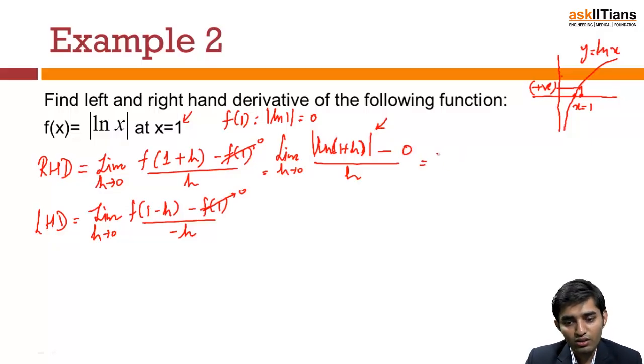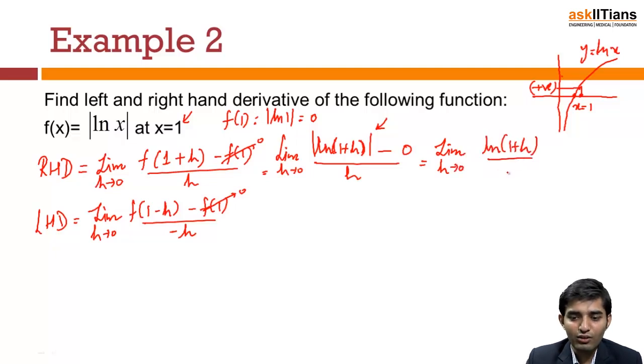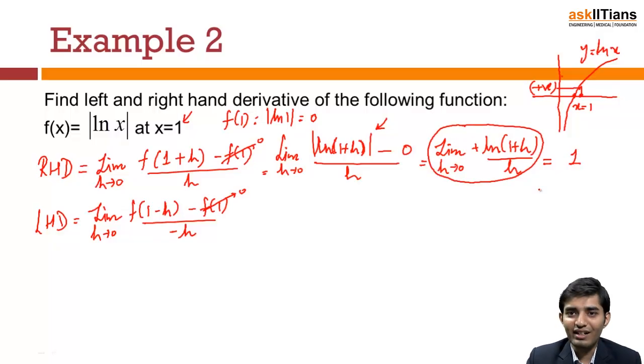So this will be nothing but limit h tending to 0, and here I will get ln of 1 plus h. So mod will open with a plus sign. Okay, so plus ln of 1 plus h divided by h. And this limit, if you have studied limits, you know this is the standard limit, so this limit will be equal to 1. This is a standard limit, right? You can go back and recall if you are not aware of this limit.